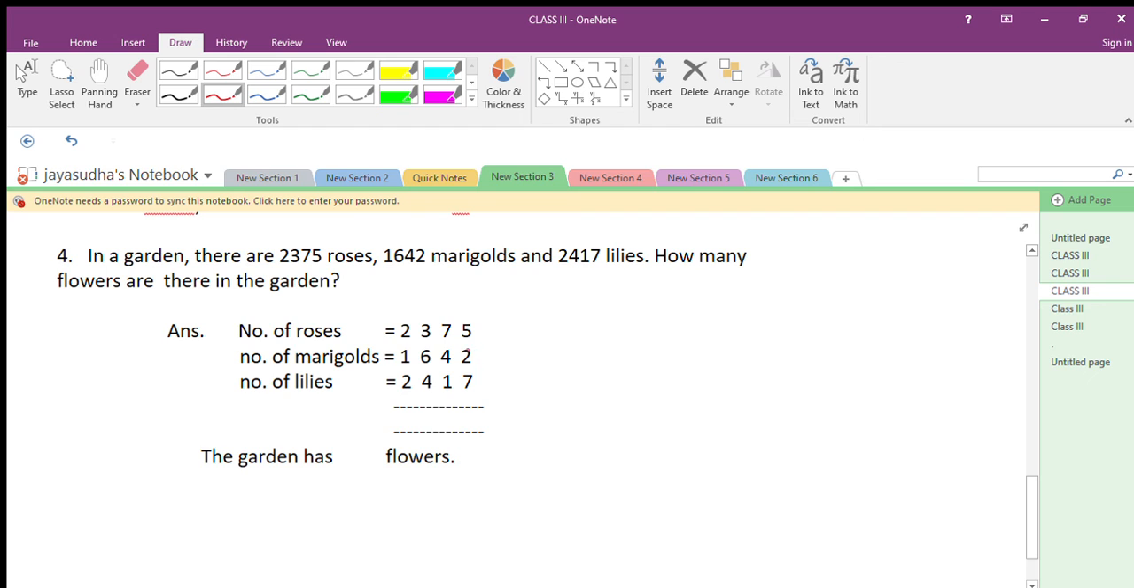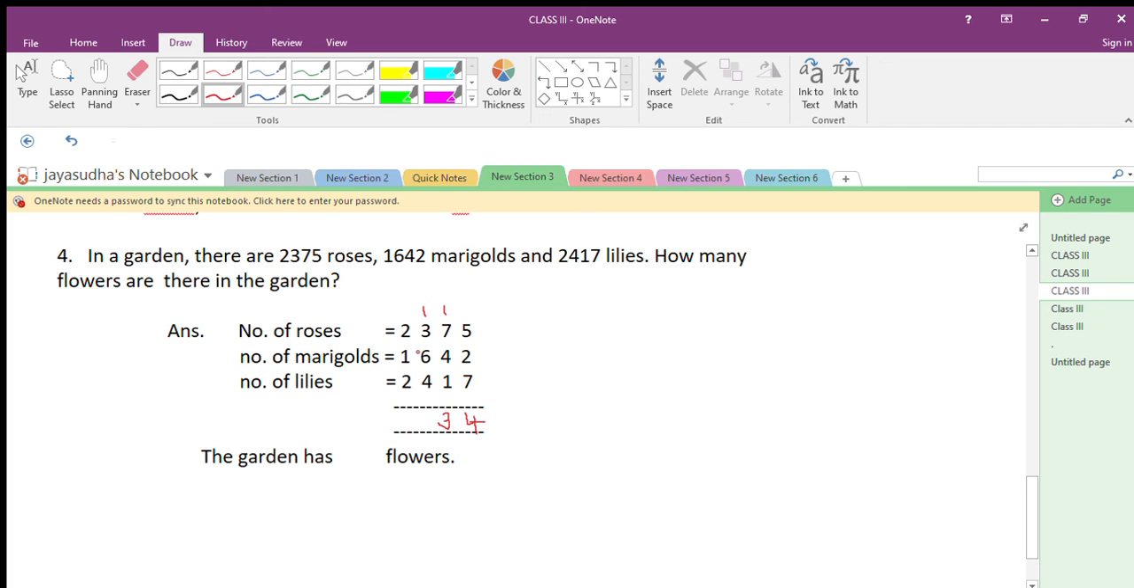7 plus 2, 9. 9 plus 5, 14. So you have to write 4 only here. One carry to the next column. 1 plus 4, 5. Good. 5 plus 7, 12. 12 plus 1, 13. So you want to carry 1 to the next column.